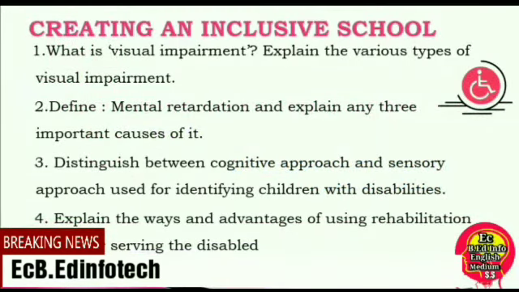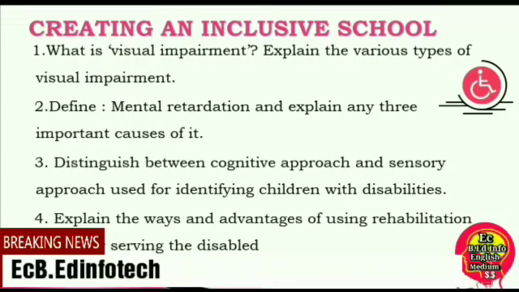Creating an inclusive school. What is visual impairment? Explain the various types of visual impairment. Second, define mental retardation and explain any 3 important causes of it. Third, distinguish between cognitive approach and sensory approach used for identifying children with disabilities.